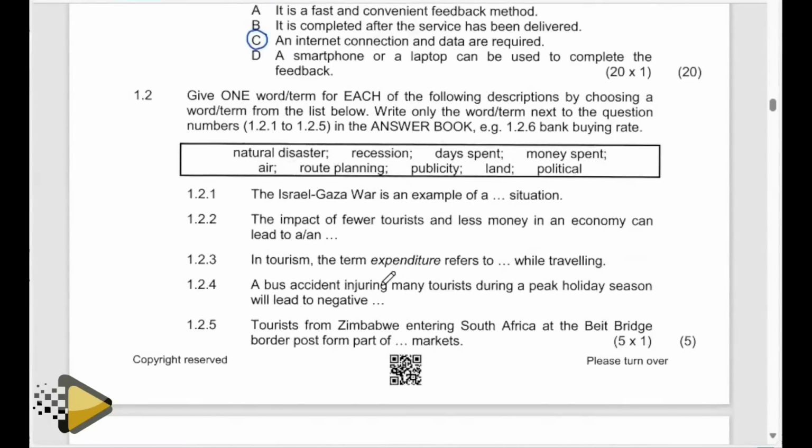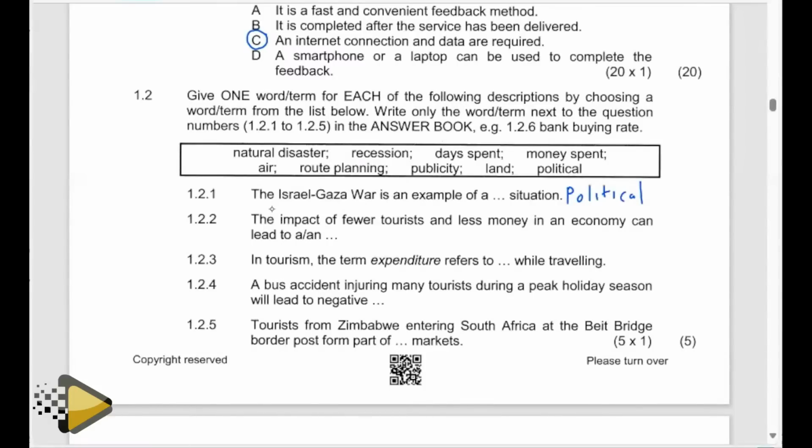Moving on to 1.2, give one word or term for each of the following descriptions by choosing a word or term from the list below. Write only the word or term next to the question numbers 1.2.1 to 1.2.5. The prevailing Israel-Gaza conflict is an example of a political situation. So we write political next to 1.2.1.